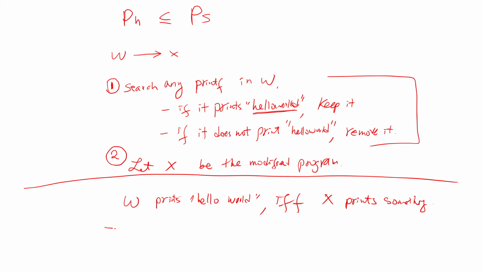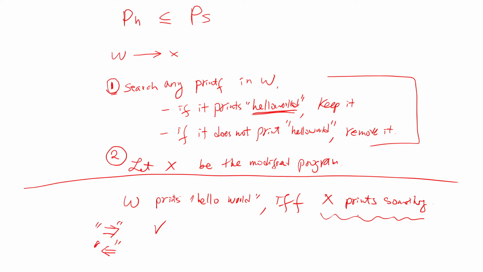So let's take a look from the left to right. If W prints hello world, and notice that in the modification process, step 1, we keep that hello world. Keep it. So that statement is in X. So if W does print hello world, then X also prints hello world, something. From the modification process steps, we know from left to right, this is for sure. And from the left to right, if X prints something, notice that the X is a program modified from W in a way that we remove all the printf statements that do not print hello world.